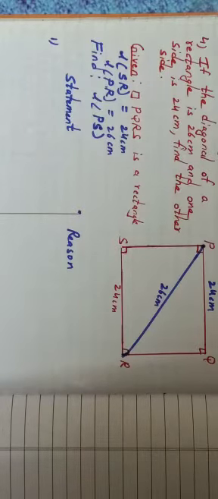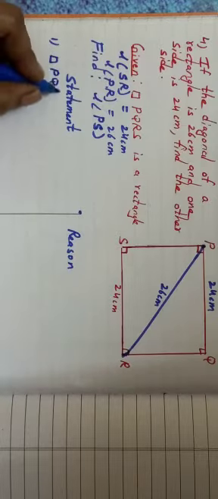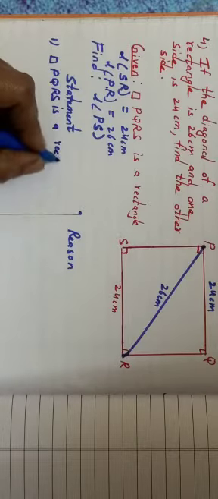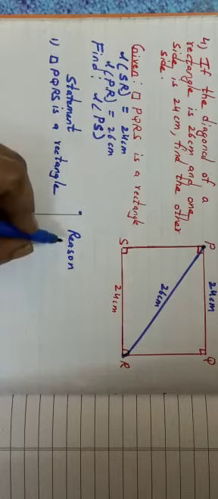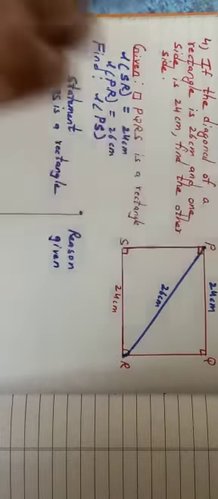So we will start with quadrilateral PQRS is a rectangle, that is given to you. And for finding this, it's very easy.